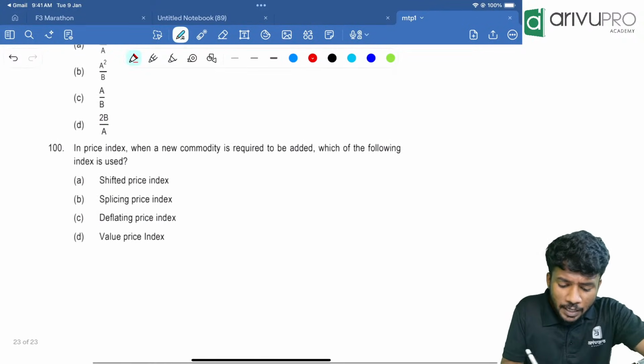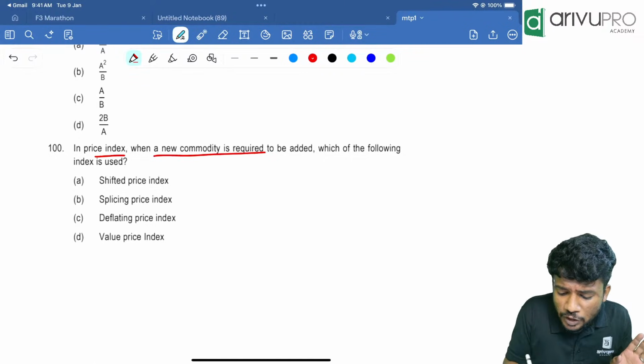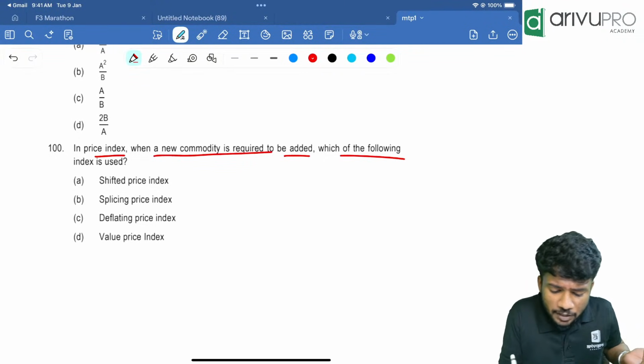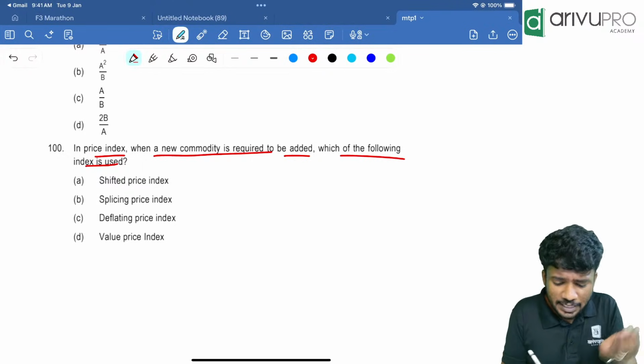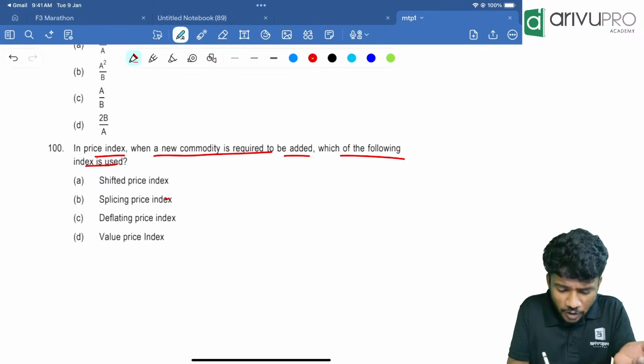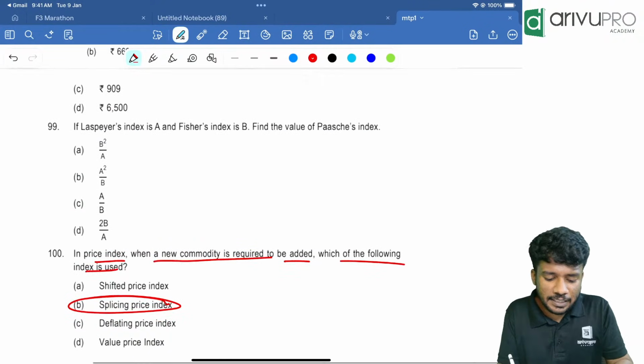Now people, in a price index when a new commodity is required to be added, which of the following indices is used? When we are adding a new commodity, that process is called splicing. So the answer is splicing index number.